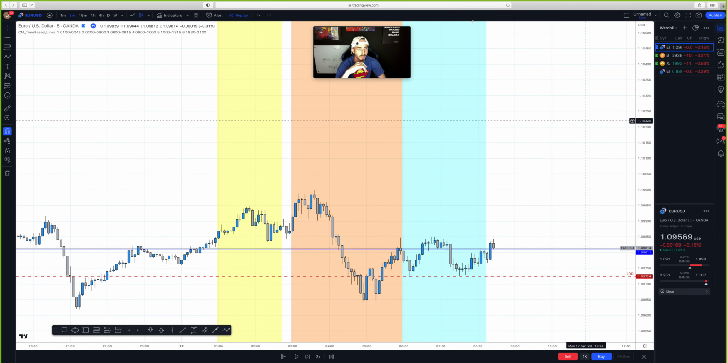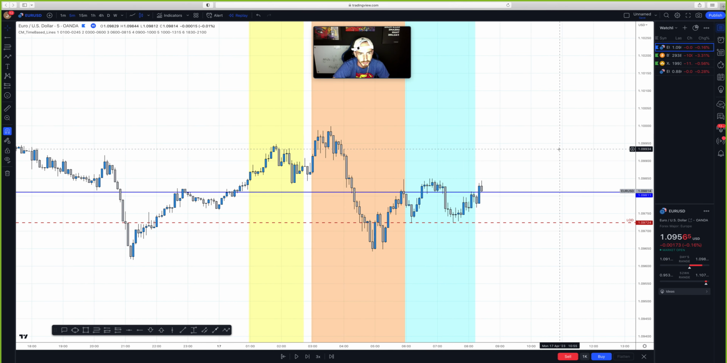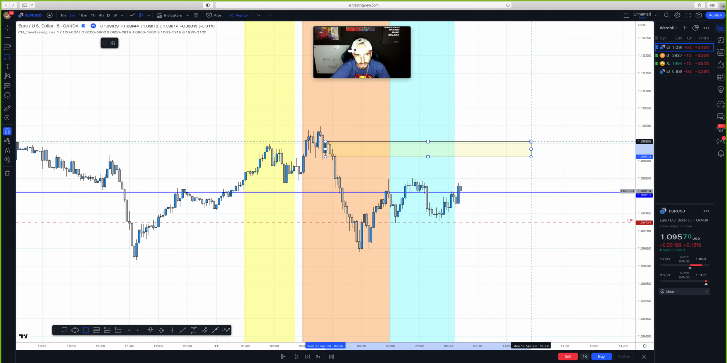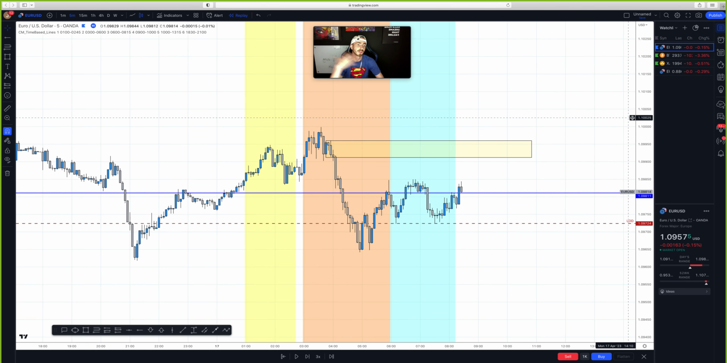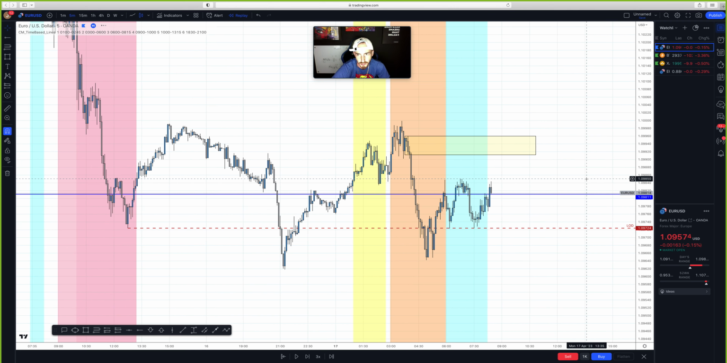So if we go to M5, notice this. If we go to M5, we could identify this right here. We could see that pretty much we have an area of supply right here, right? Area of supply that created this push right here. So this area of supply coming from London is a possible area that we could continue the sells from, but we've got to see what New York does.